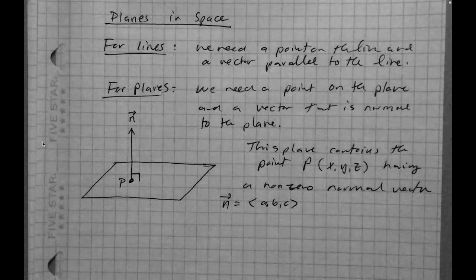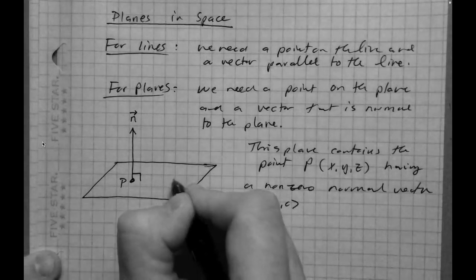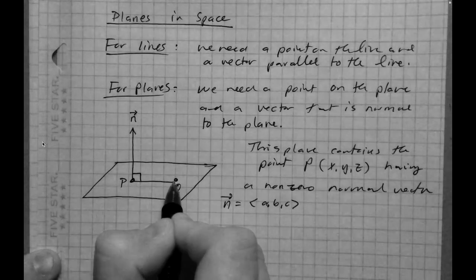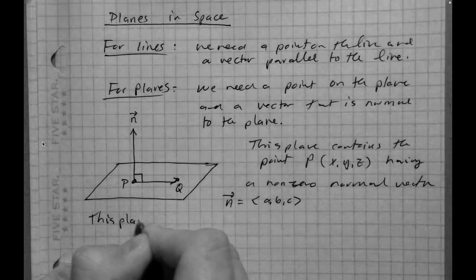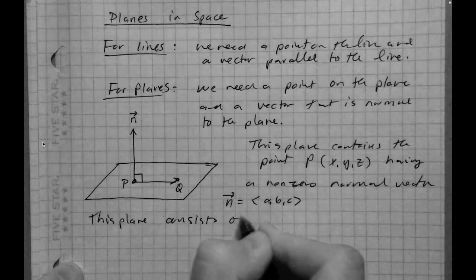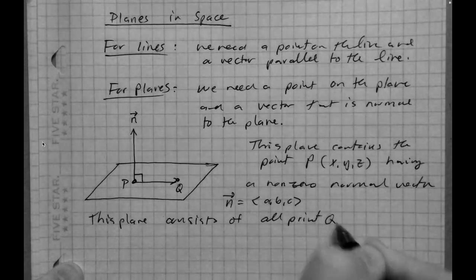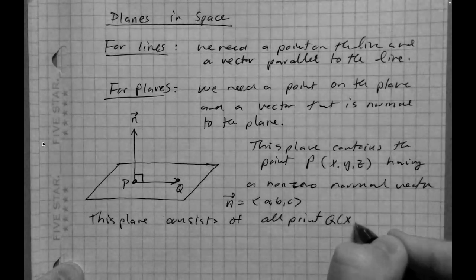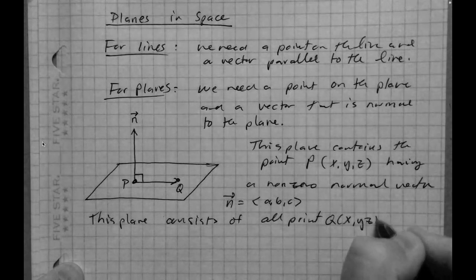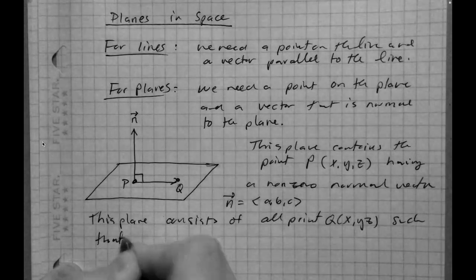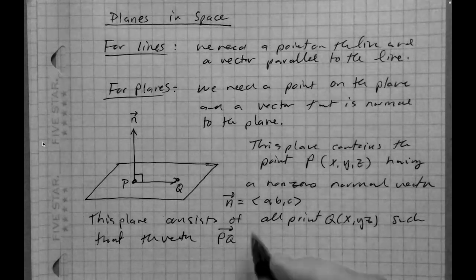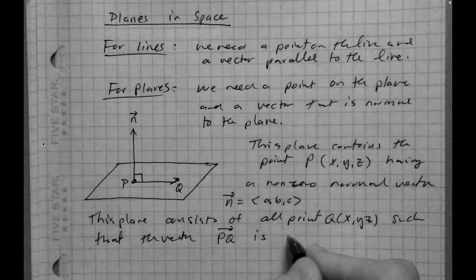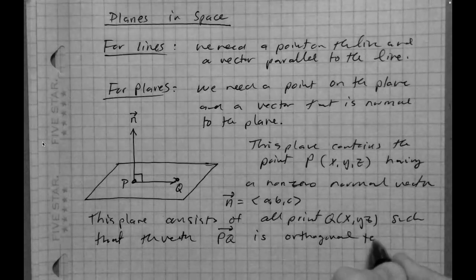Now, one way to think about the plane is to think of the plane as consisting of all points Q. This plane consists of all points Q, and we'll call those (x, y, z), such that the vector PQ is orthogonal to n. Does that make sense?